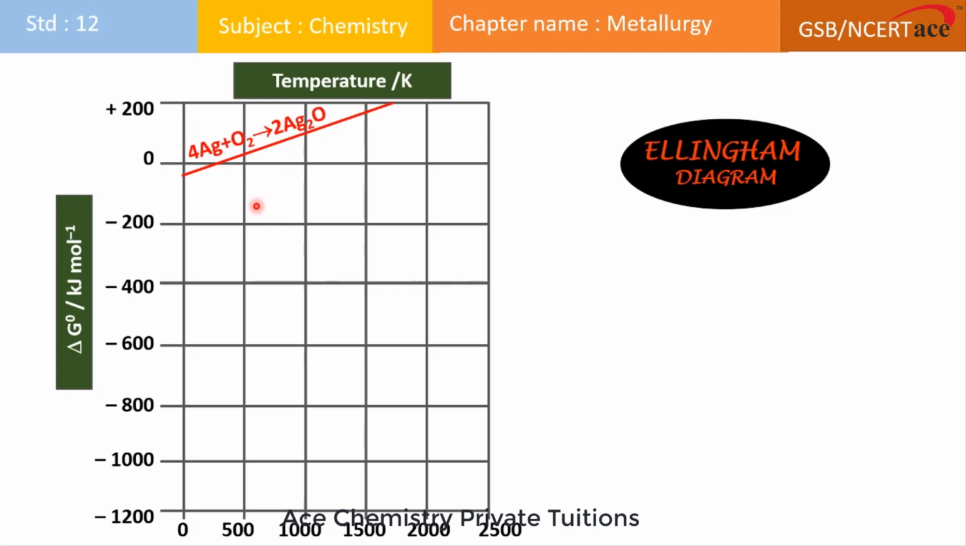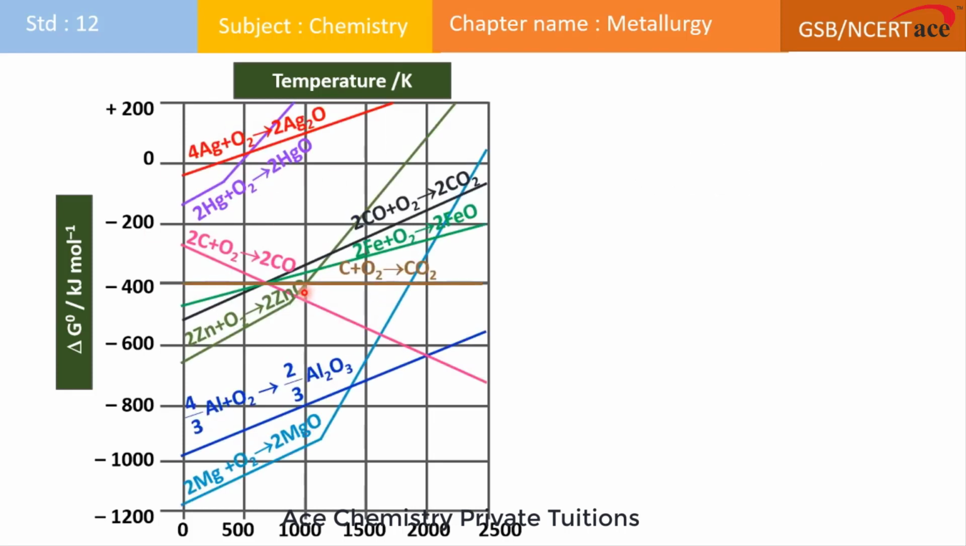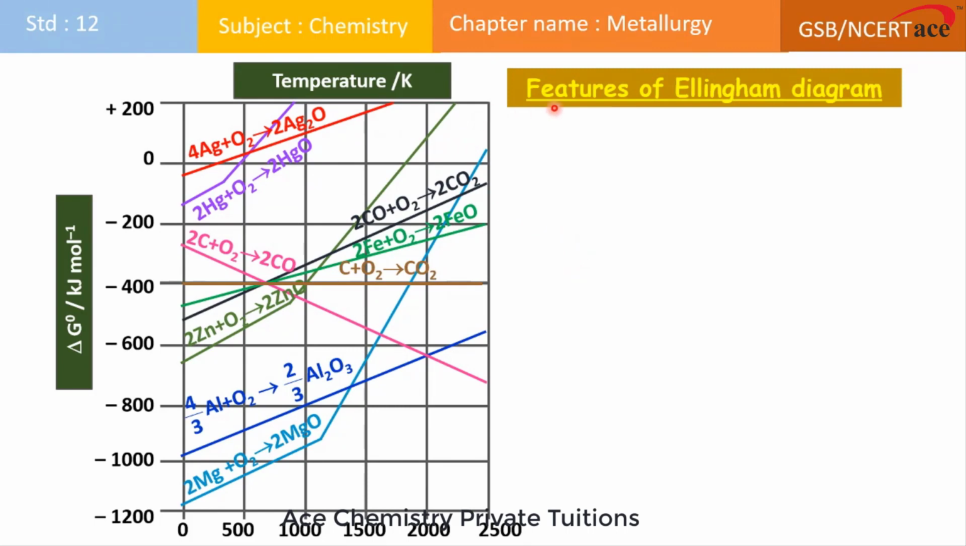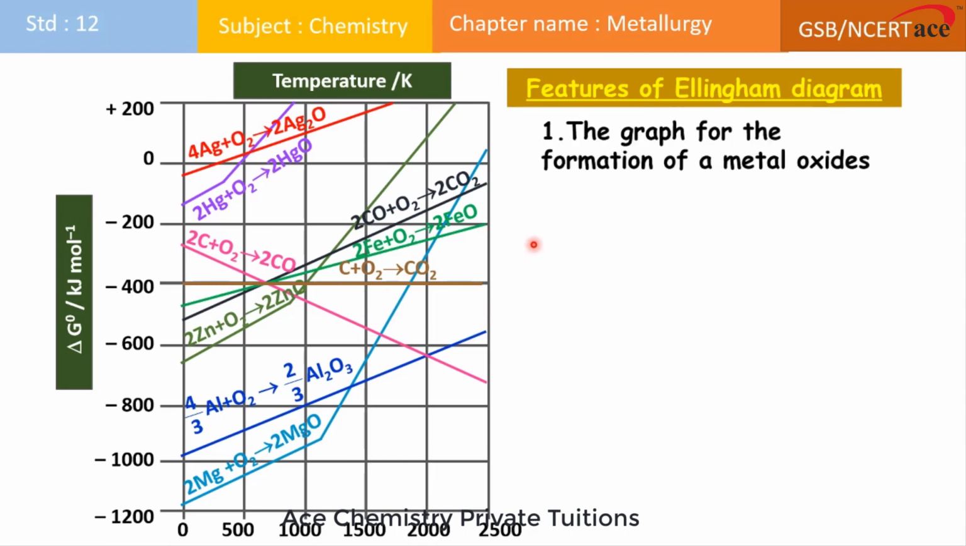So if all the graphs are combined together, the overall view of this Ellingham diagram will be like this. Collectively, when we discuss the features of the Ellingham diagram, there are certain points that we can understand from this graph. The very first point, if you select the formation of metal oxides, is that the graph for the formation of a metal oxide is a straight line with an upward slope.